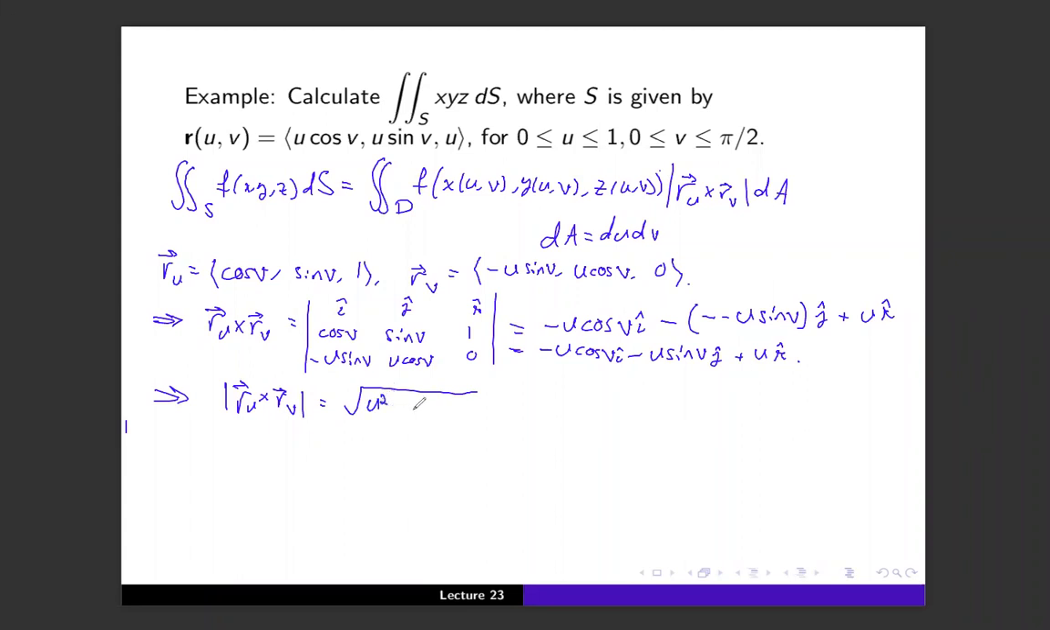So you take your magnitude. This is u squared cosine squared v plus u squared sine squared v plus u squared. Whole thing comes out to root 2 u squared, or in other words, root 2 times u.